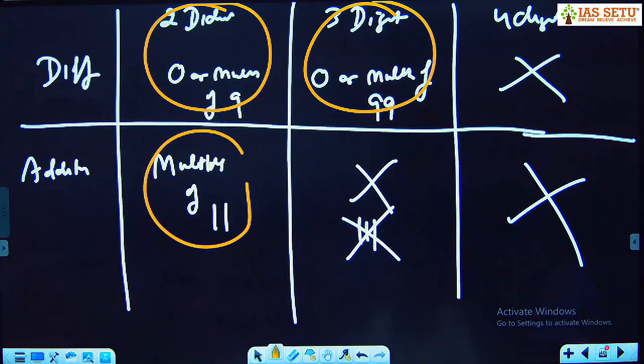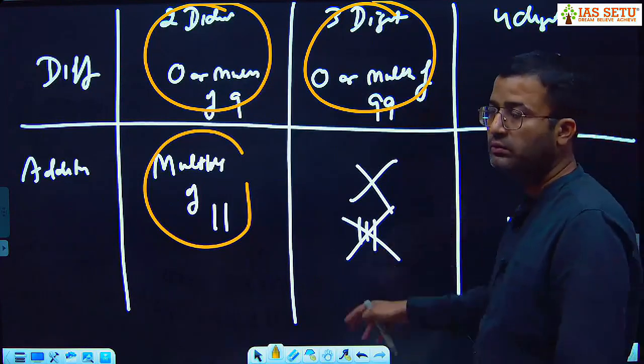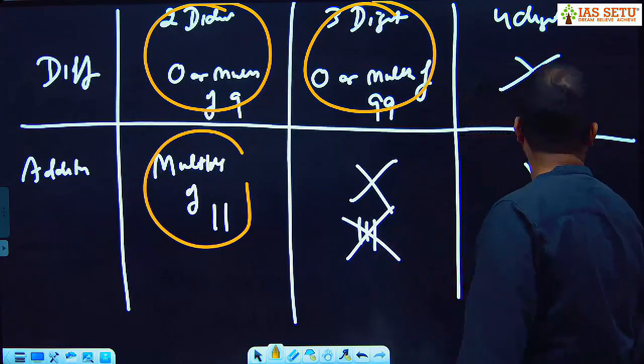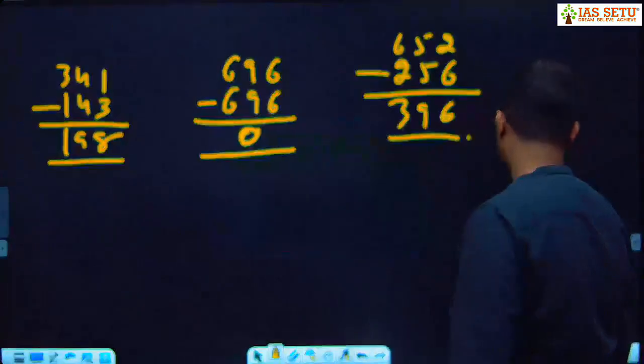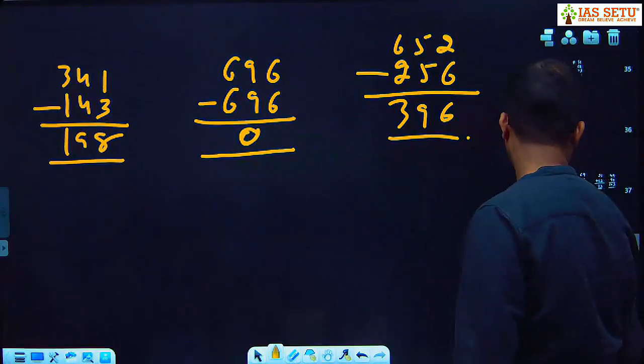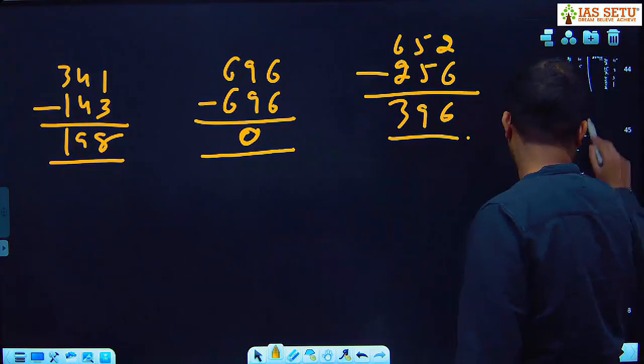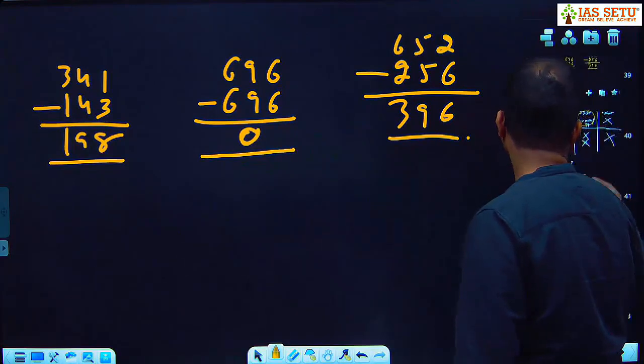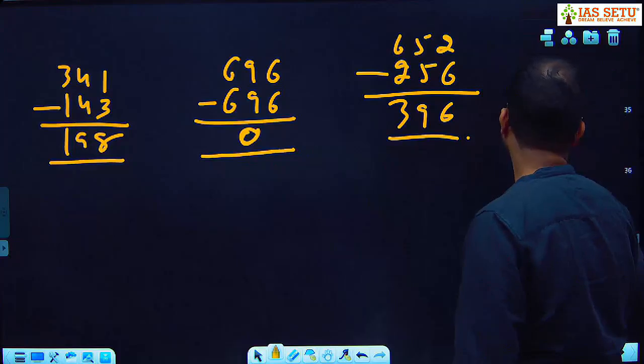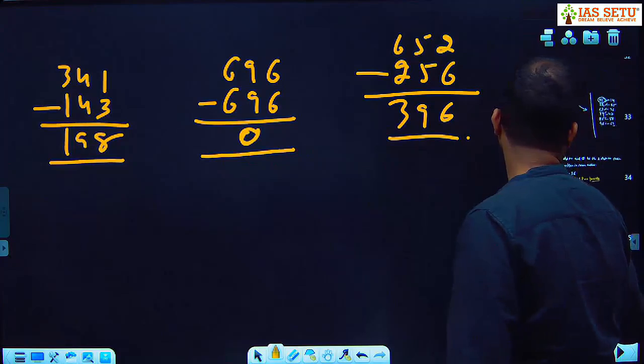Okay. Now let us try 2 questions which I have written on the board. Then I take 1 question for a 3-digit number out of the previous year questions only. Or before that, let's see.